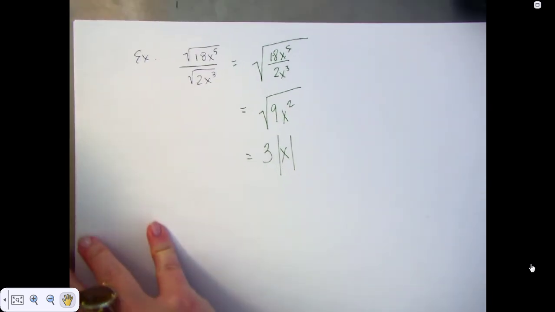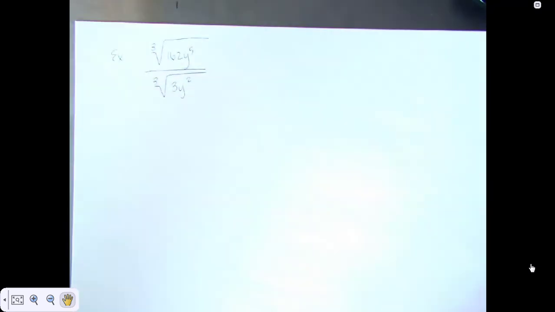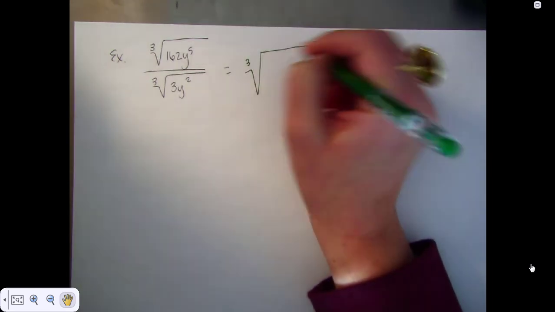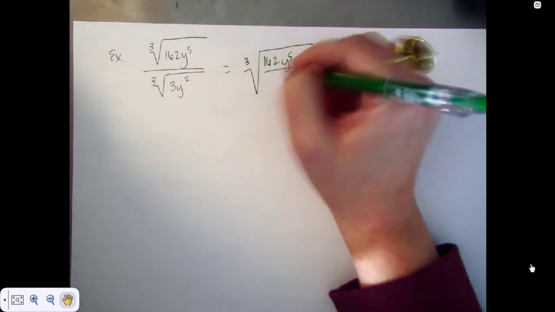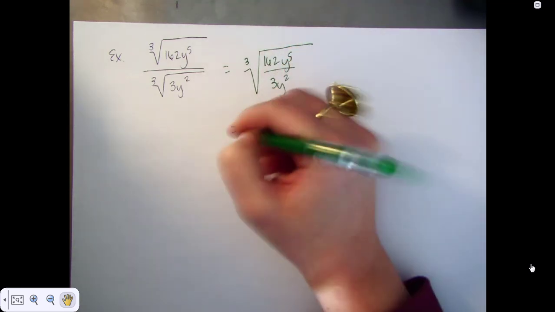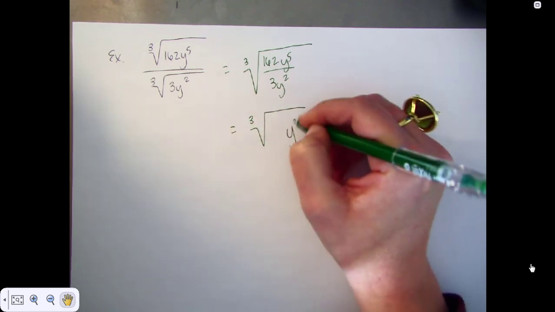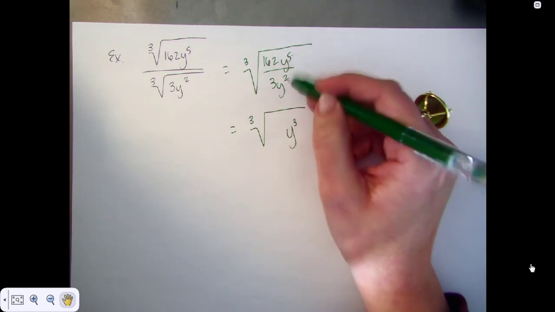Okay, let's see what else we have. Okay, cube root. As long as they're the same index, you can put them underneath the same radical. So let's see if anything simplifies there. 162 y to the fifth over 3y squared. I know that y to the fifth over y squared is y to the third. You're just doing subtraction there.